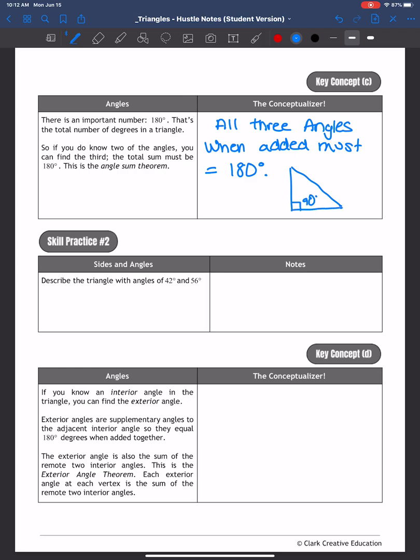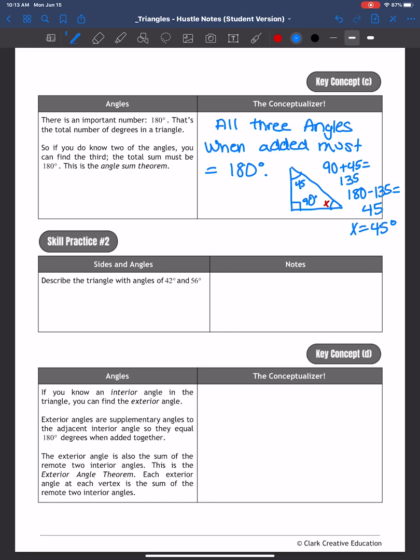This is 90. This is 45. What is x? Well, you can do 90 plus 45 equals 135. 180 minus 135 equals 45. X equals 45 degrees.